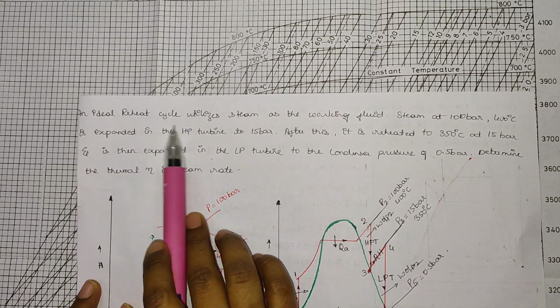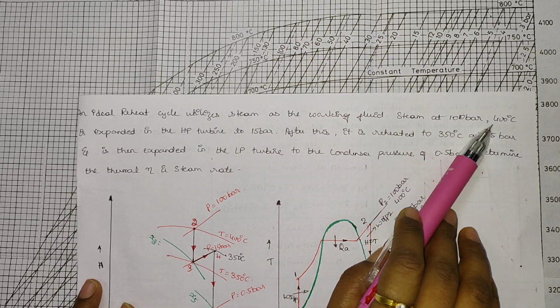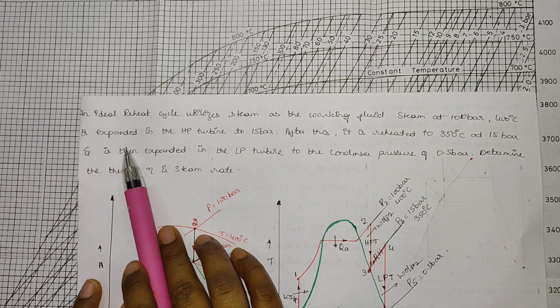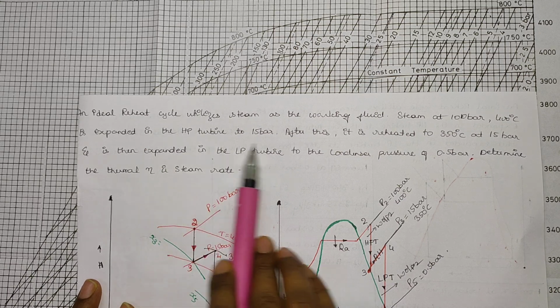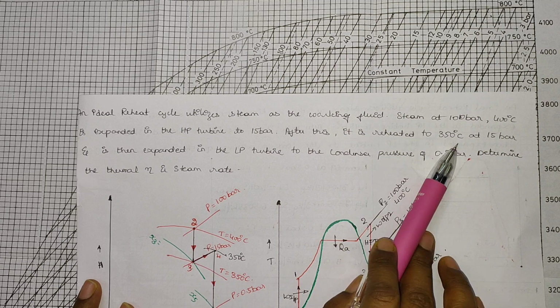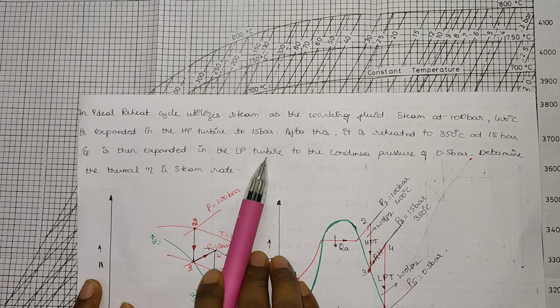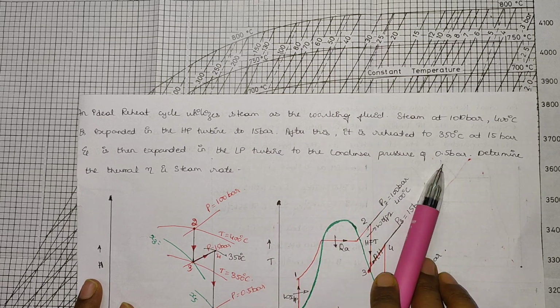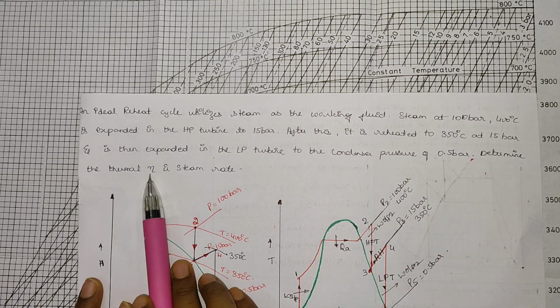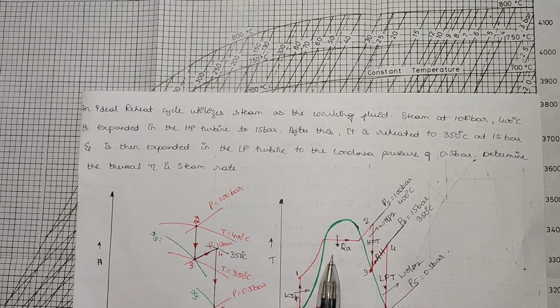An ideal reheat cycle utilizes steam as a working fluid. Steam at 100 bar, 400 degrees centigrade is expanded in the HP turbine to 15 bar. After this, it is reheated to 350 degrees centigrade at 15 bar and is then expanded in the LP turbine to the condenser pressure of 0.5 bar. Determine the thermal efficiency and steam rate. The same problem we have already solved using the formula.